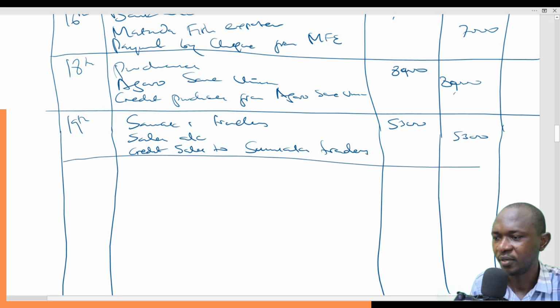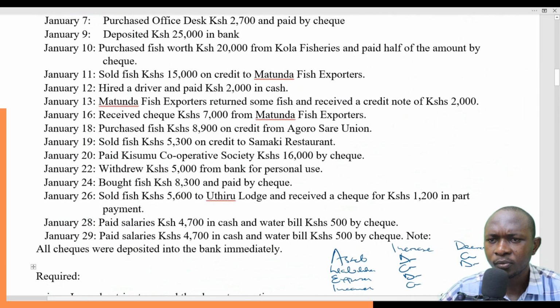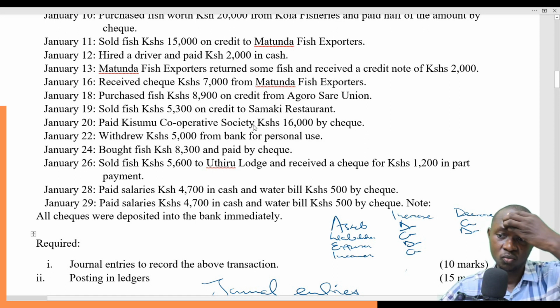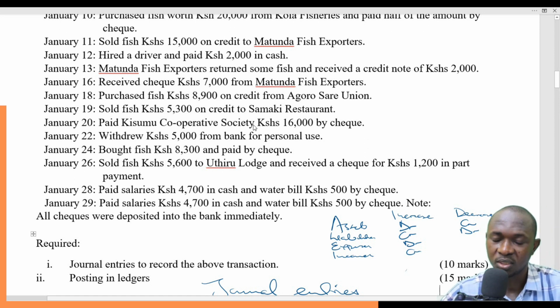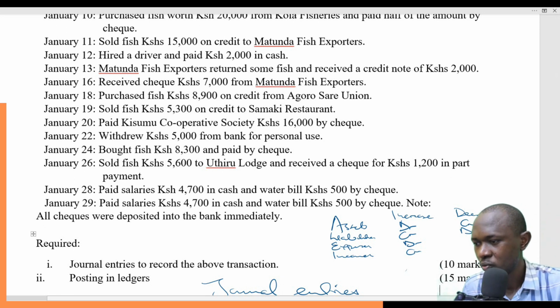Then we go to January 20th, paid Kisumu Cooperative Society 16,000 by check. Paid, we paid, so it means our bank account reduced. So we are going to credit our bank account, and Kisumu Cooperative Society, we are going to reduce his outstanding. Remember, this was a credit we owed him, so we paid him. So we'll debit. We're actually reducing our liability. When you reduce liability, you debit. So we'll debit Kisumu Cooperative Society with 16,000 and then credit bank account with the same amount.